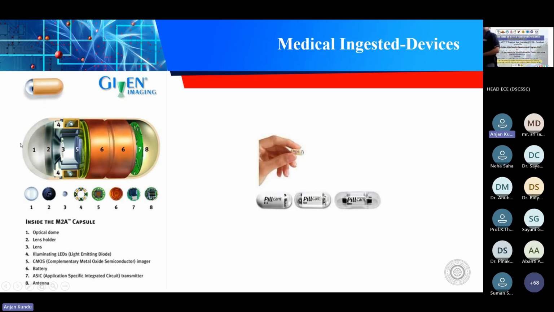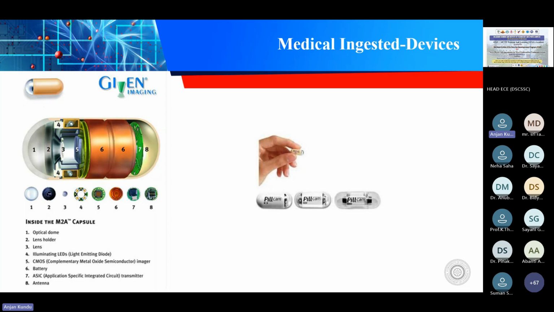This capsule generally works at 920 megahertz. The camera within the capsule will capture the picture, then through the transmitter it will send the data to the external world. There will be a receiver nearest to the patient, and that data will be collected by the receiver. Right now, what is happening? The patient has to wear a jacket. The jacket has a DAS, the data acquisition system, and you have to swallow a capsule. The capsule will take the pictures and transmit the data through your DAS.